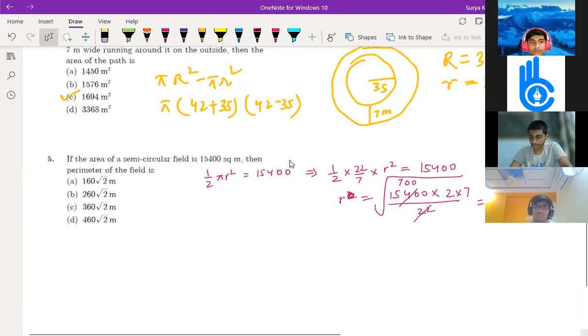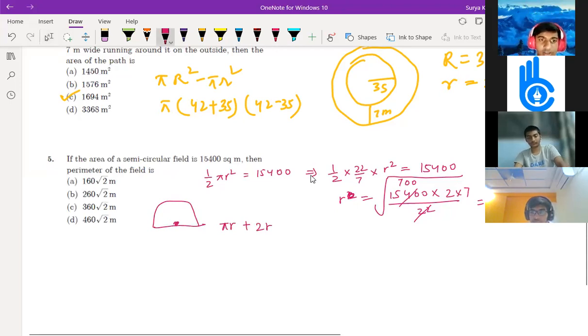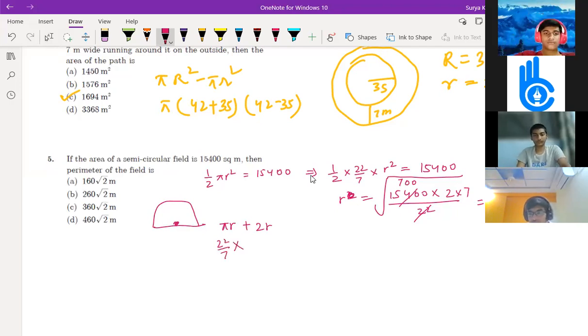Now perimeter of the field. Radius you understood. So see, this is your semicircular field. What is the perimeter for this? Sir, half of 2 pi r, sir. Pi r plus 2r, correct? Yeah, pi r plus d. D, correct. So D is nothing but the diameter. The pi r, what is pi value? 22/7 into radius. Radius is 70 root 2. One minute, children.